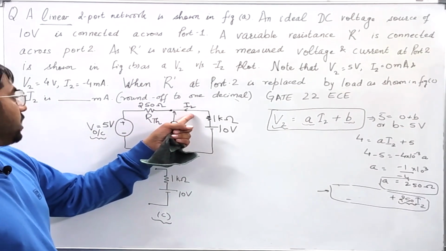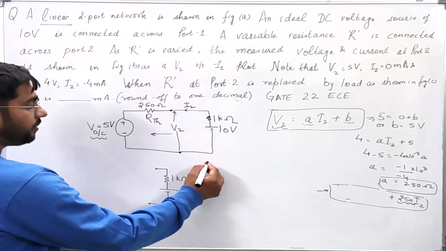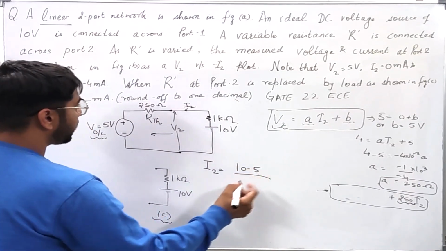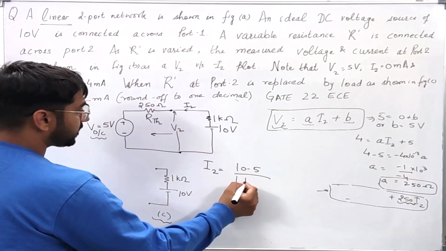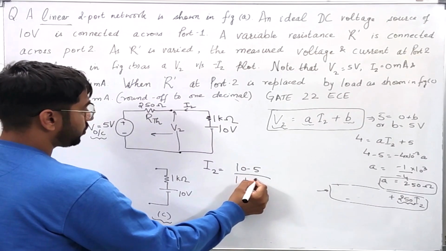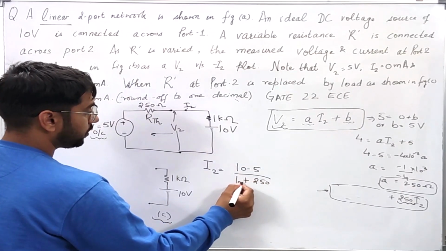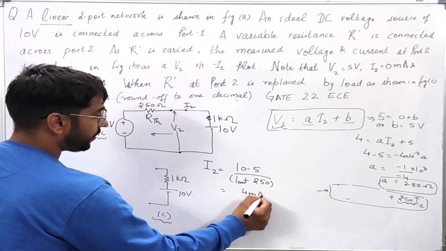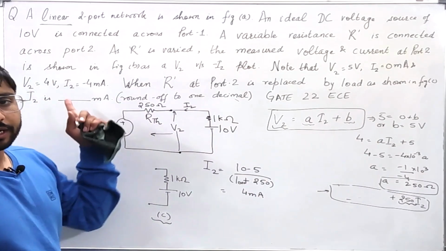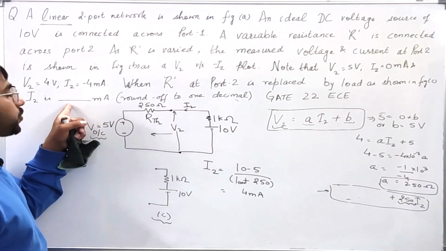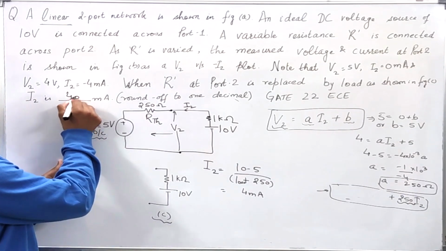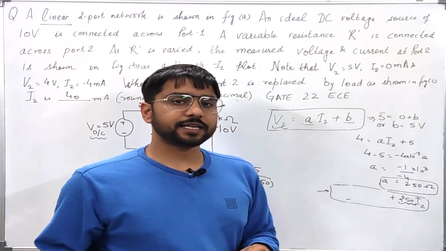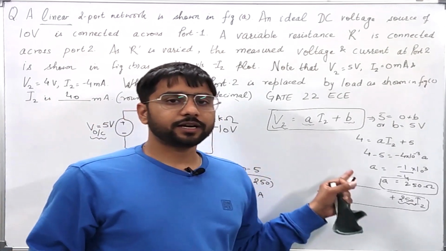Now I can easily find the value of I2. So I2 will be equal to simply 10 minus 5 over 1 kilo ohm plus 250 ohms, or it is equal to 4 milliampere. So the answer which we will require to put in the response sheet will be 4.0 milliampere, and that will be the correct answer.